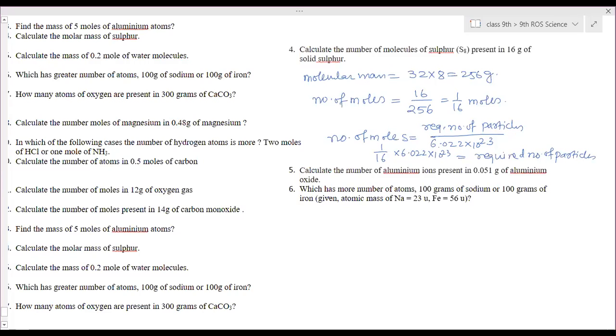Ma'am, I did 1 by 256 for the number of molecules and I got 0.0625 moles. 1 into by 256. Why? Ma'am, because if 256 grams is 1 mole, then 16 gram of mole is 1 by 256. How 1 by 256? 16 by 256. Oh yes, ma'am.